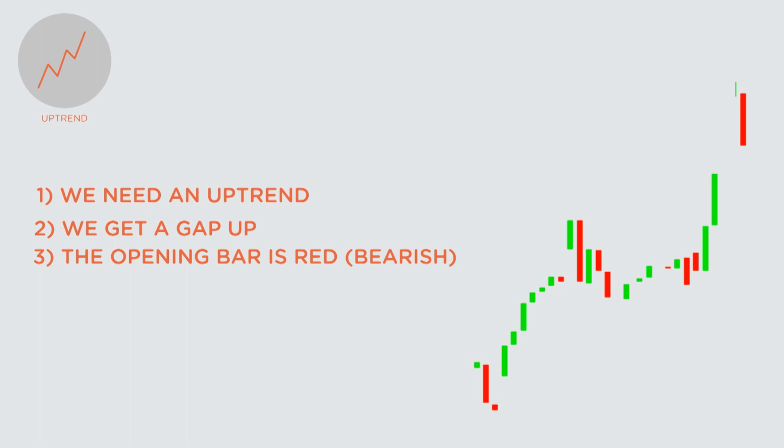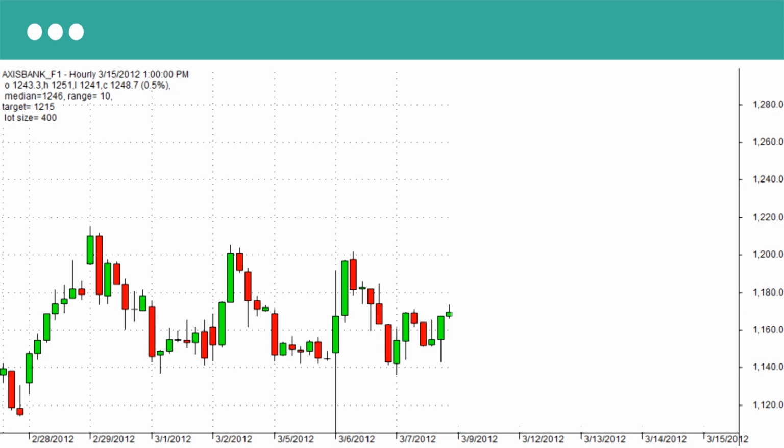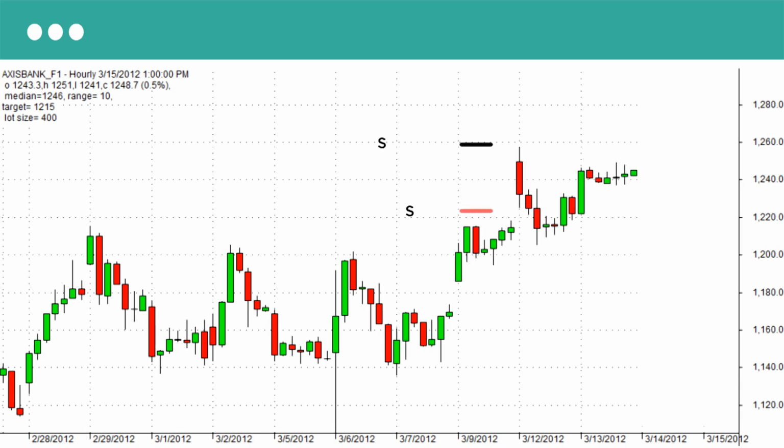This is how we trade the setup. We place a short sell order at the low of the opening bar minus a filter. Now the stop loss will be the opening bar high, and the target is 2R. That's 2 times risk. Let's see those examples again. Here we have a gap up and a red bar. This is an uptrend because of the 2 higher swing lows, obviously. That is the definition of an uptrend.